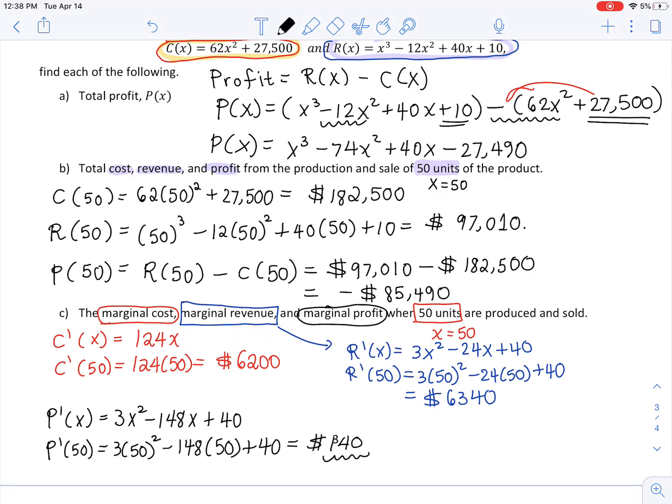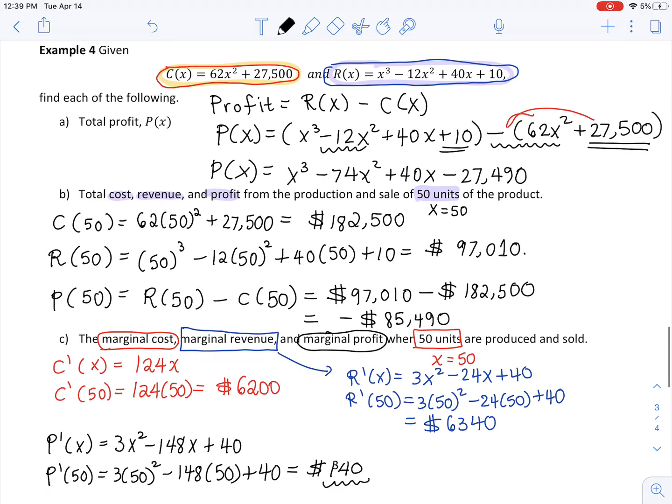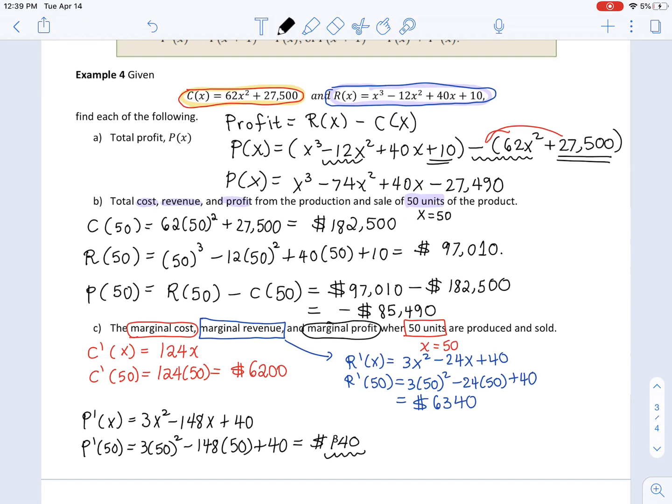And if you do that, what will you get? You will get $140. So what does that mean? Once 50 units have been produced and sold, the approximate profit from the sale of the 51st unit, the marginal profit, is going to be $140. So that's how we can use the derivative to find the marginal cost, marginal revenue, and marginal profit.